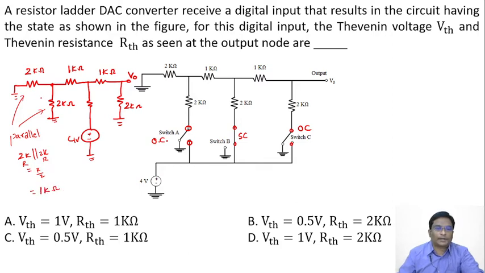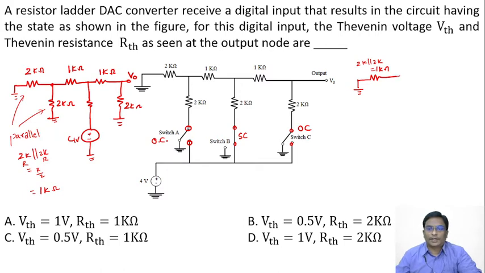These two resistors are parallel. Now if I change this one, this is a 2K parallel to 2K. This becomes 1 kilo ohm. Now there is a 1 kilo ohm resistor in series, 1 kilo ohm. This is a 2 kilo ohm resistor. This is a 4 volt supply. This is 1 kilo ohm. This is 2 kilo ohms. Okay, this is grounded. This is V0.